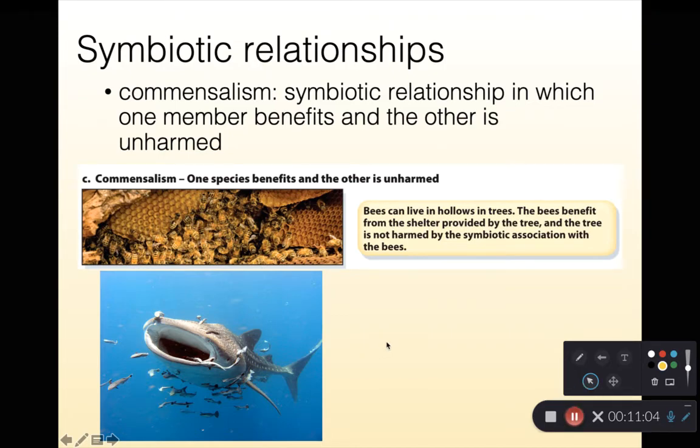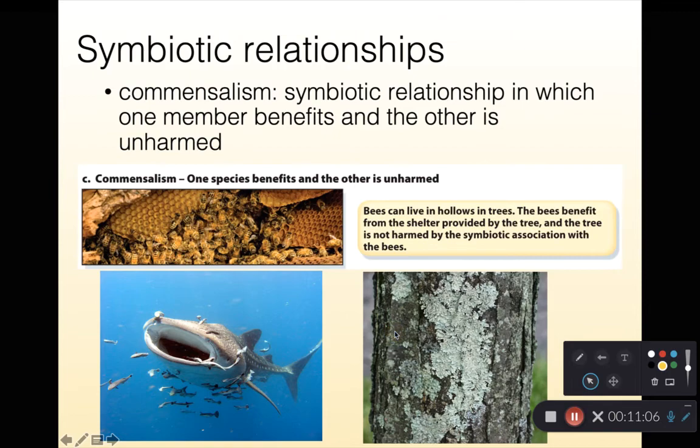Another example of a species using trees as its commensal host is lichen. Lichen spread on tree trunks and survive off the nutrients it produces, but it doesn't harm the tree at all in any way.